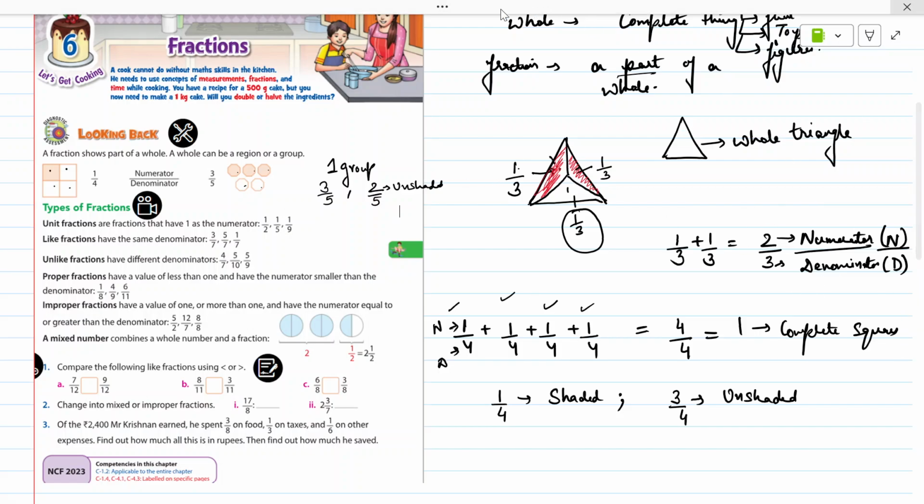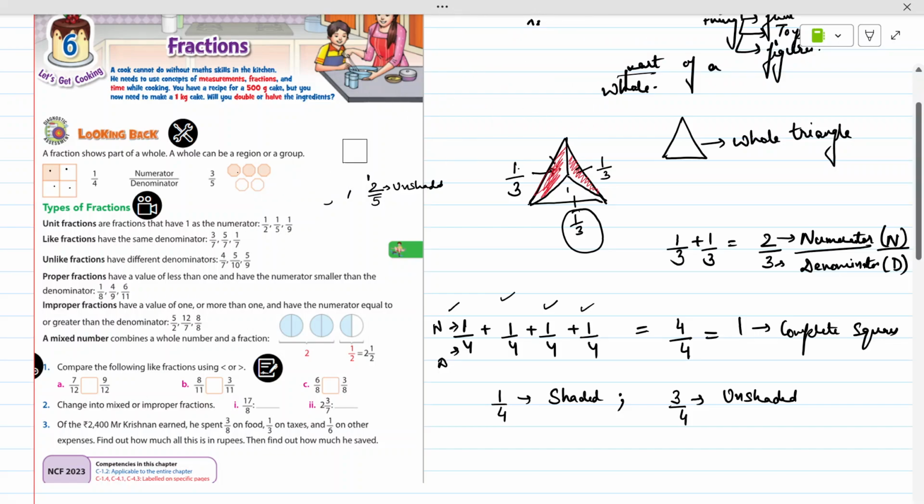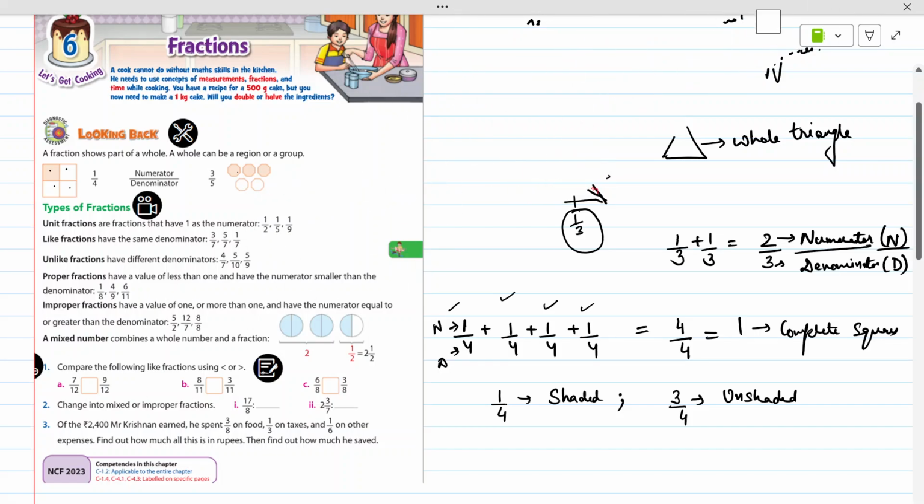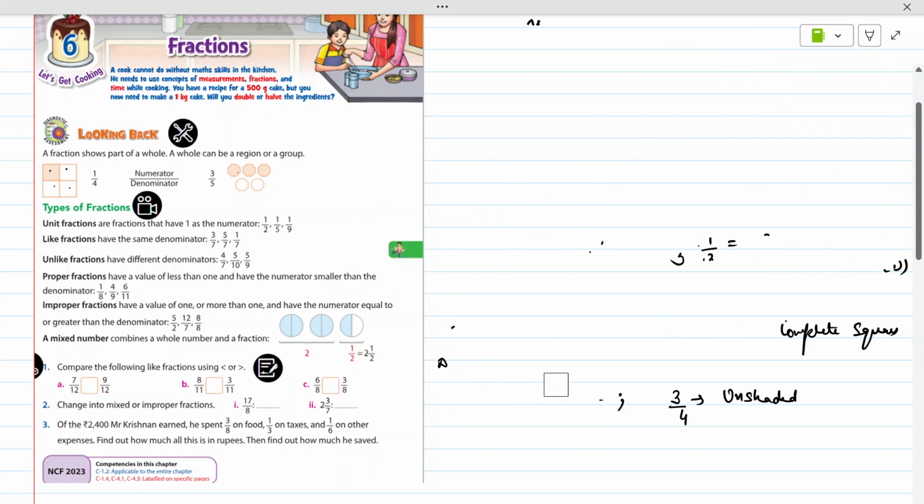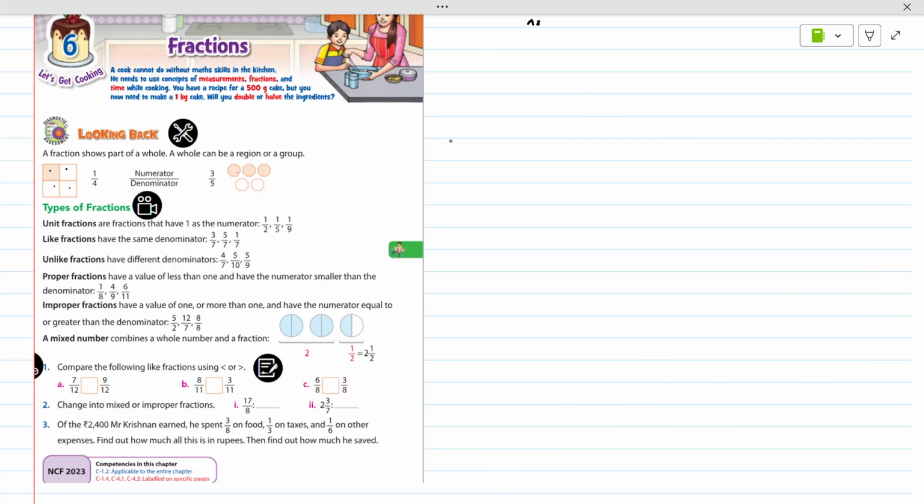Now, moving further, we have different types of fractions. The first one is the unit fraction. Unit fraction is very easy. It is a fraction where the numerator is always 1 and the denominator can be any other number. So unit fractions are the fractions which always have 1 as the numerator.